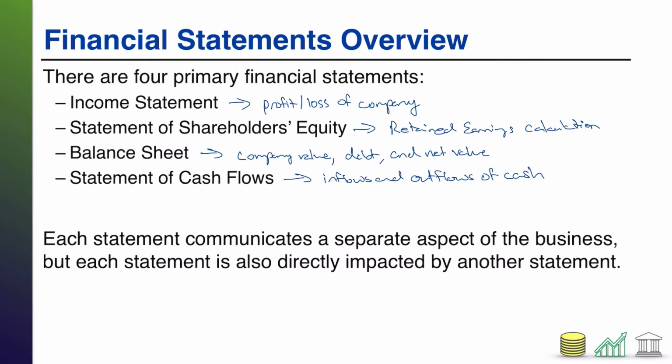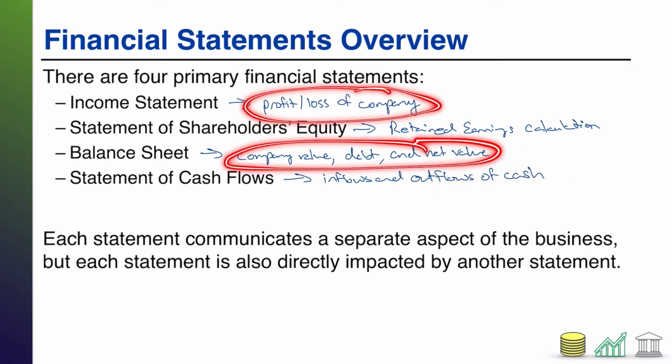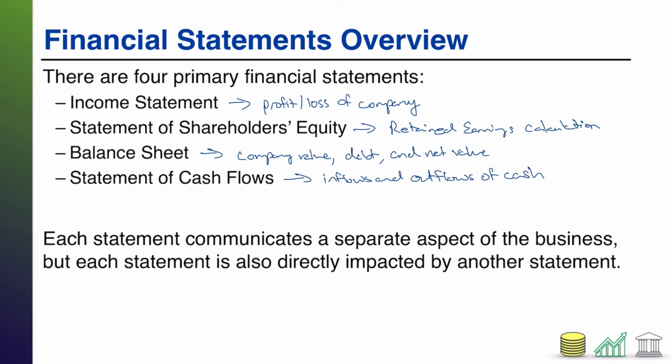This is just your high level view of what these four statements are going to do. One of the key things to note is what I have written here at the bottom. Each one of these is communicating a separate aspect of the business. Profit and loss is not the same thing as cash, and profit and loss is not the same thing as value, debt, and net value, and so forth. So they're all communicating something separate, and yet at the same time, they're all connected. They do not stand alone, and you'll see that as we look through them.